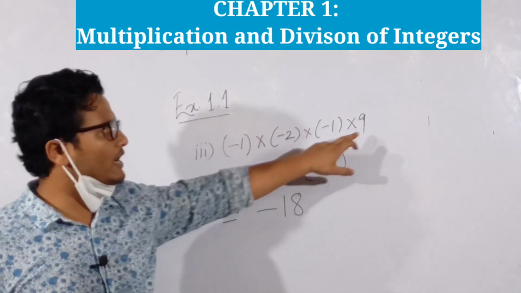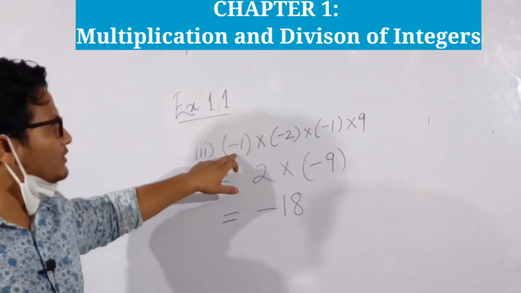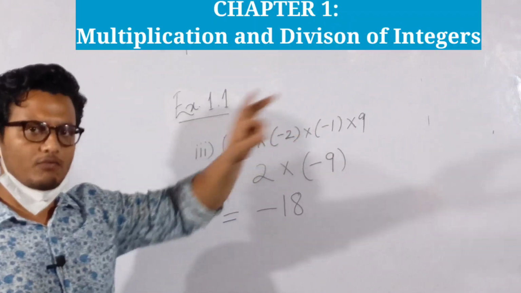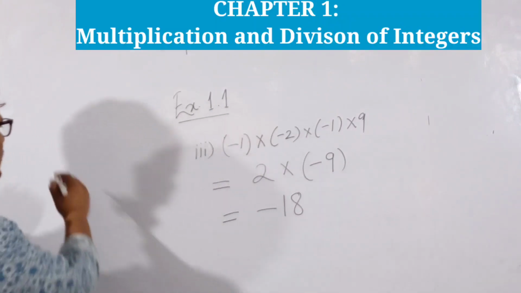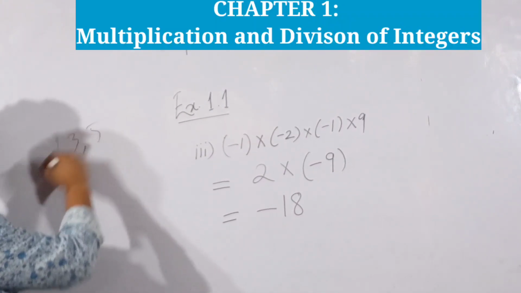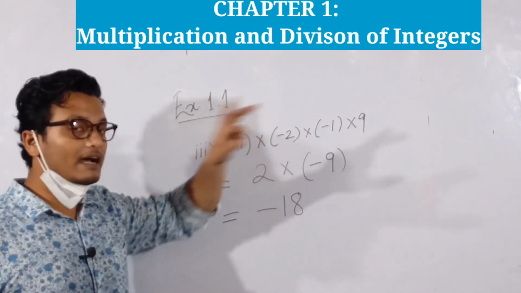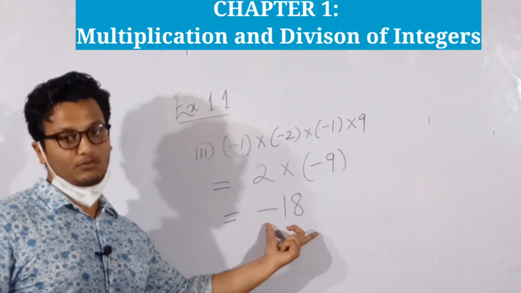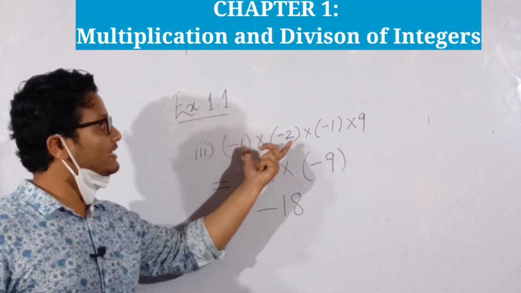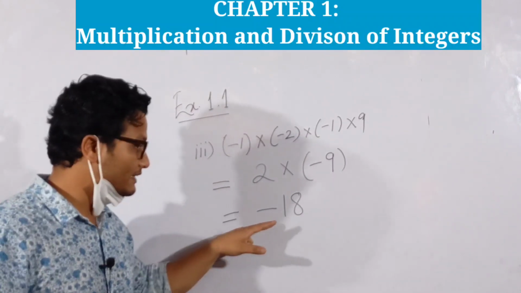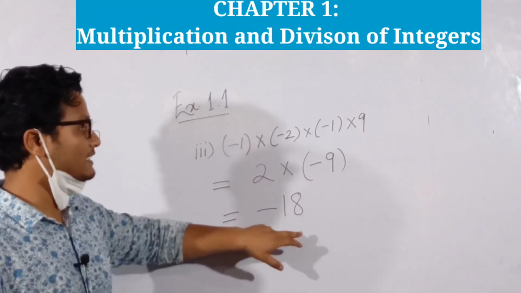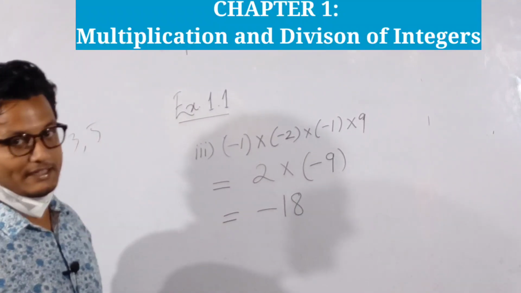If the whole thing is multiplication, what you can do is count the number of negatives. If the number of negatives is odd, odd means 1, 3, 5 and so on, right? If the number of negative signs is odd, the answer is negative, and if the number of negative signs is even, then the answer is positive. In this case the answer is -18.